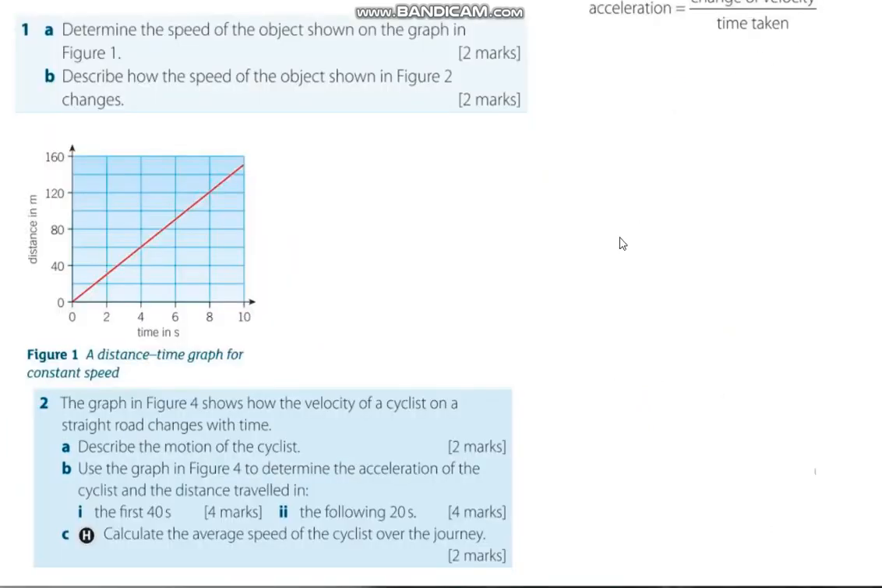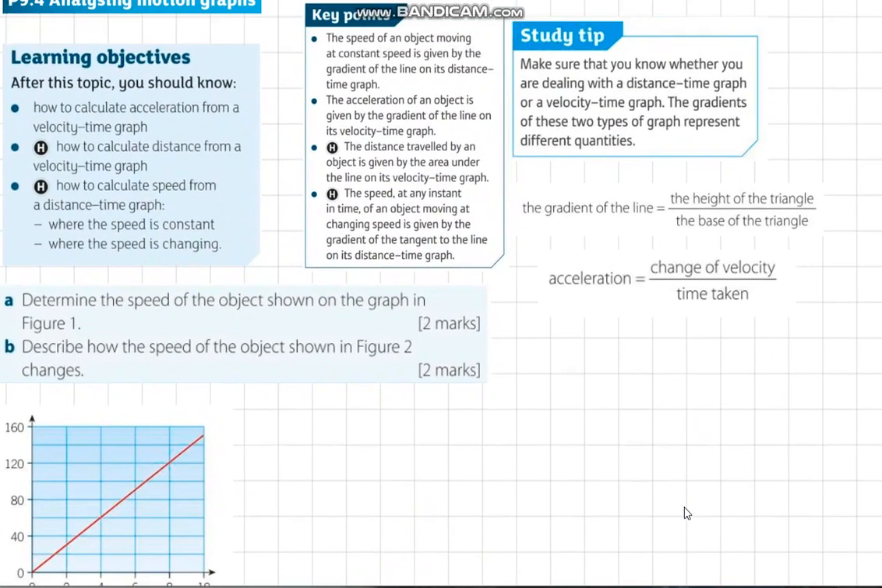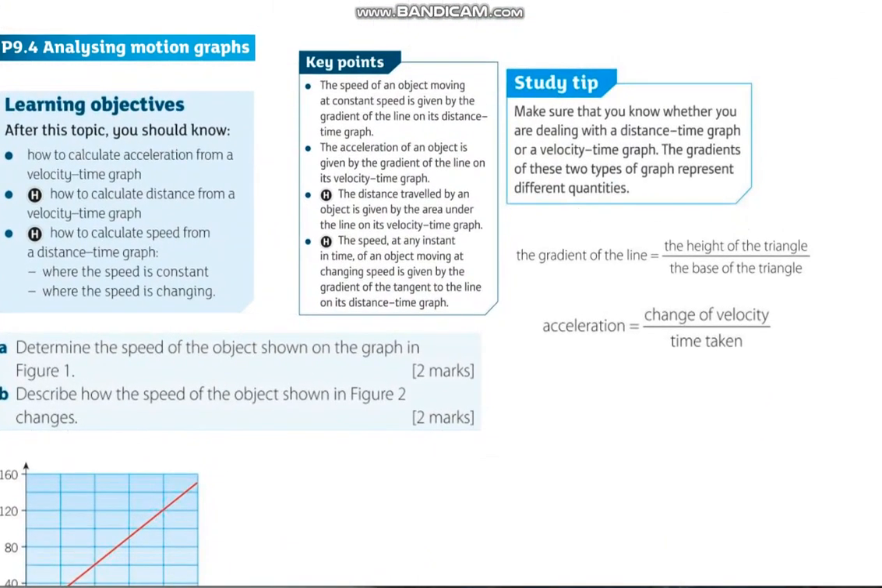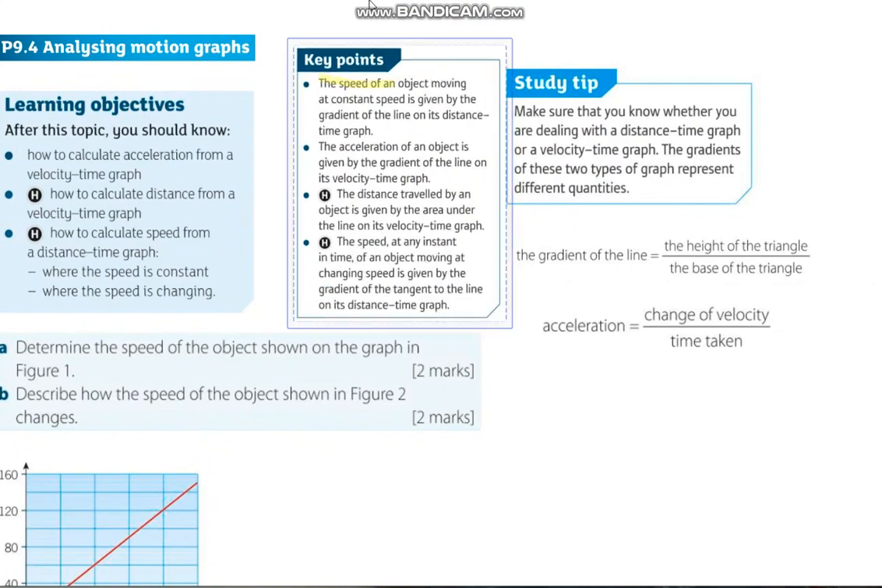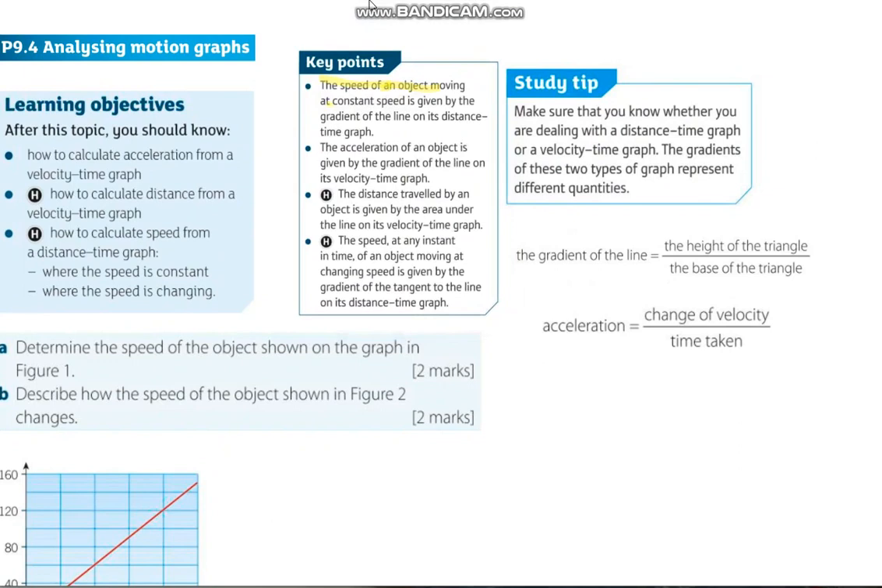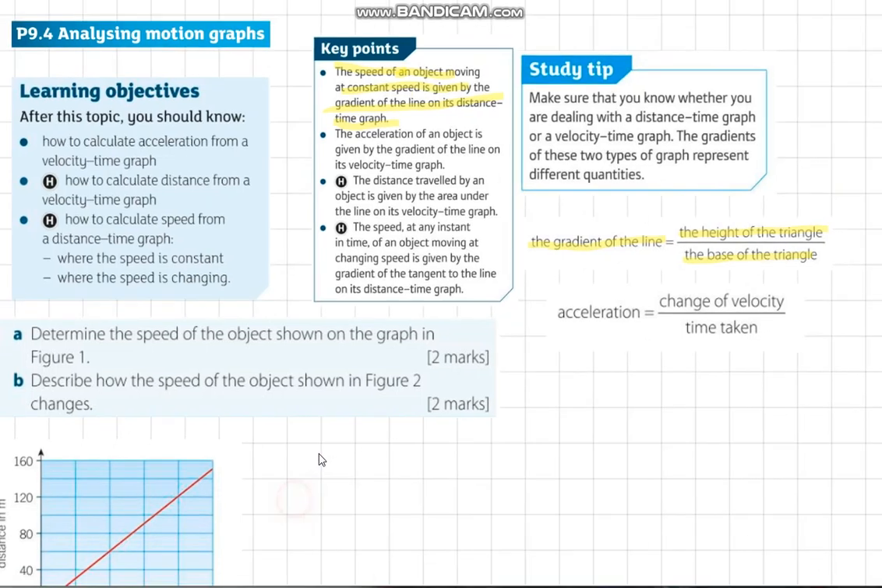So, question 1. Determine the speed of the object shown on the graph in figure 1. So I've put figure 1 on here, and we need to use the information in the key points and the equations. So the speed of an object moving at constant speed is given by the gradient of the line on its distance time graph, and the gradient of the line equals the height of the triangle divided by the base of the triangle. So those are the two key bits of information we need to use to work this out.